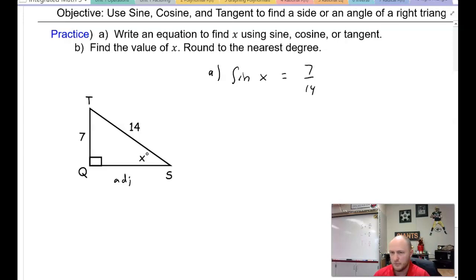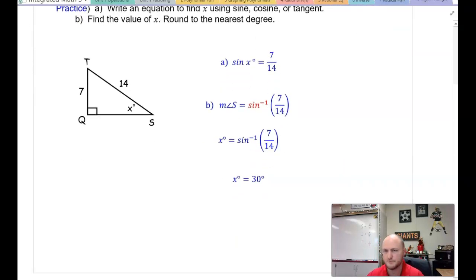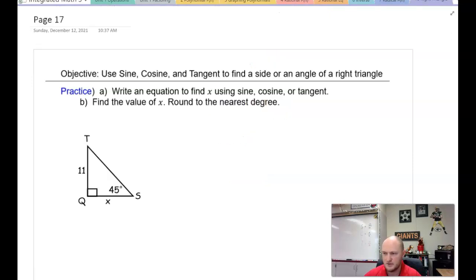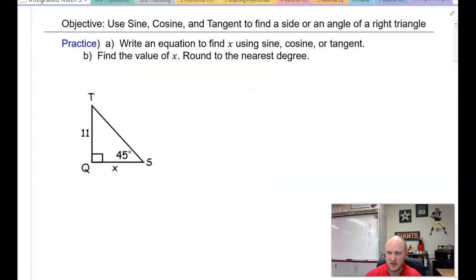Okay, pause the video. If you haven't solved that, go ahead and solve. All right, and then B, here's the solution. x is equal to sine inverse of 7 over 14, or 1/2. It would give you the same value, and that would be 30 degrees. All right, next example. Please pause the video. Try this one.